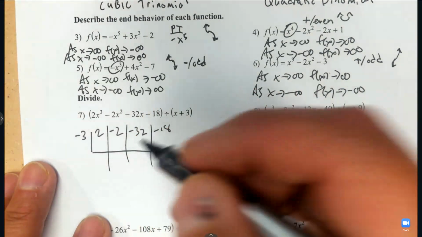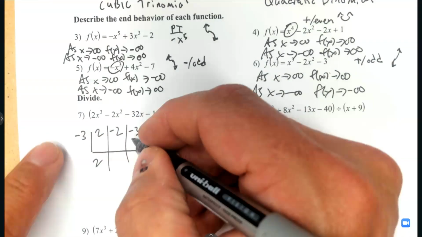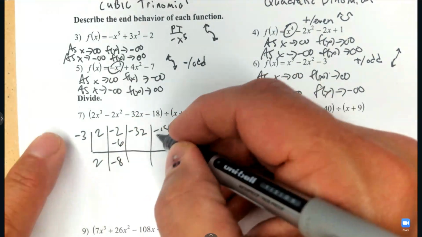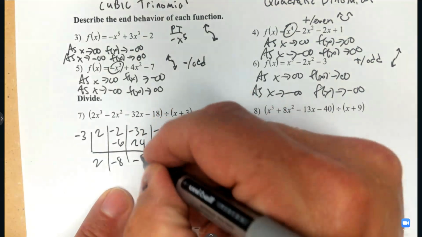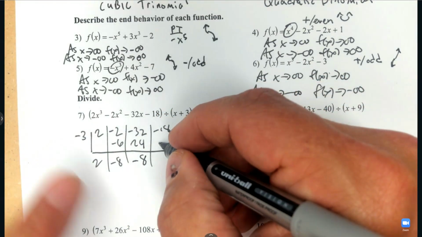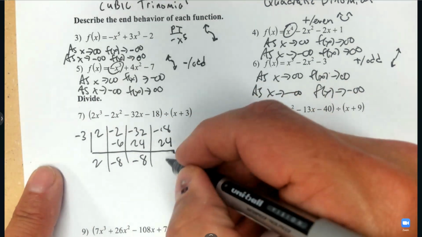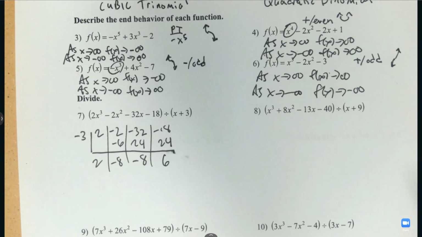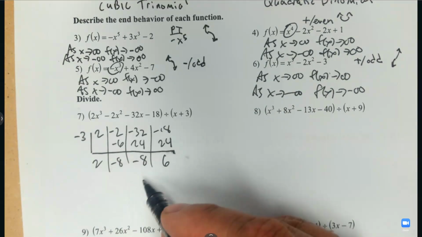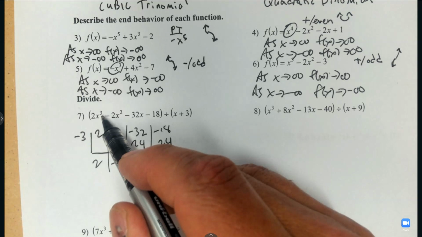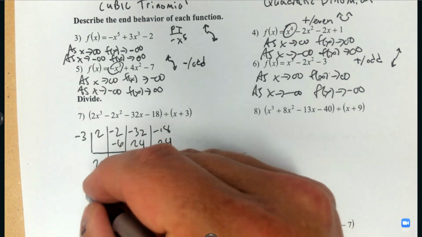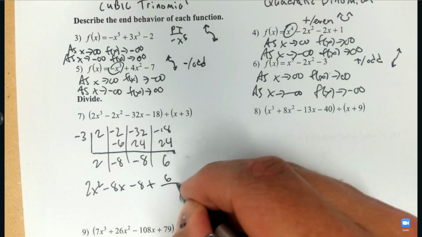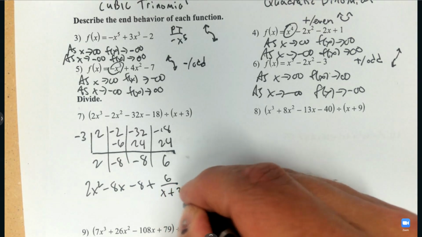If you want, you can create columns, drop down the first number, and then we multiply. Negative 3 times 2, and then add. A negative times a negative is positive, then add. A negative times a negative is positive, and then add it up. The end answer is going to be 1 degree less than what you started with. So it's going to be 2x squared, then minus 8x, then minus 8, and then the remainder is written as a fraction over the divisor.